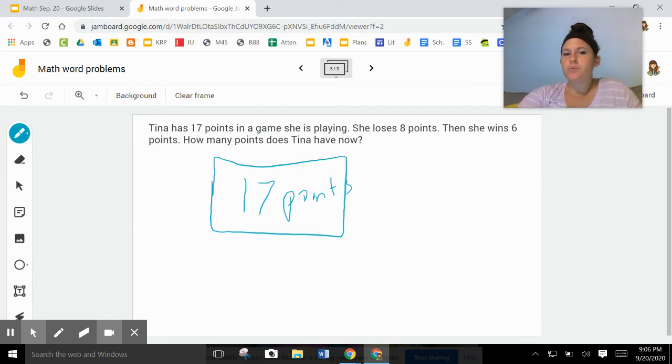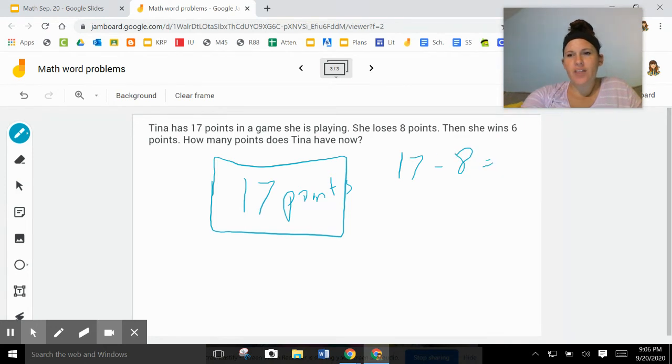Tina has 17 points in a game she's playing. She loses 8 points. So in my brain, I'm thinking, okay, if I'm playing a game and I've got points and someone tells me I lose points, is my number going up or is it going down? Am I losing points or am I gaining points? Is my number getting smaller or bigger? Right. If you lose points, your points are going down, which is not a good thing in a game that you're playing. So that means that our 17 points that we have, we're going to take away 8 of them.